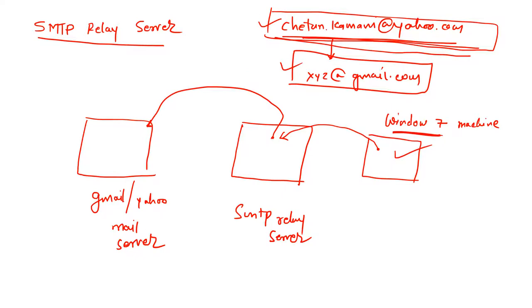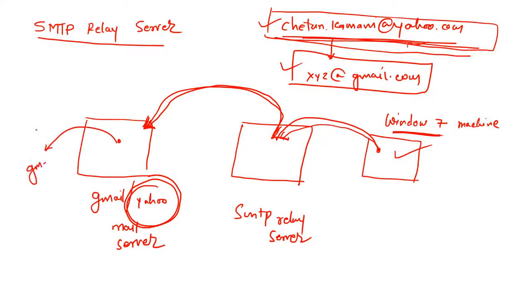So this whole email will be forwarded to this SMTP server, and this SMTP server will forward it to the mail server. In this case, the SMTP server is of yahoo.com, and this yahoo.com server will forward to the particular Gmail server. That means it is relaying the message.